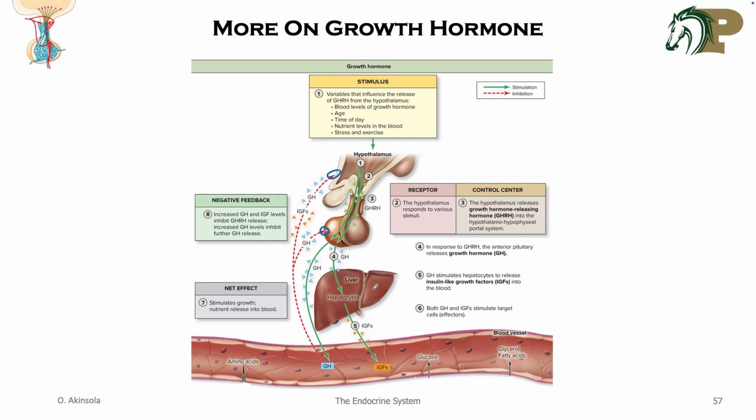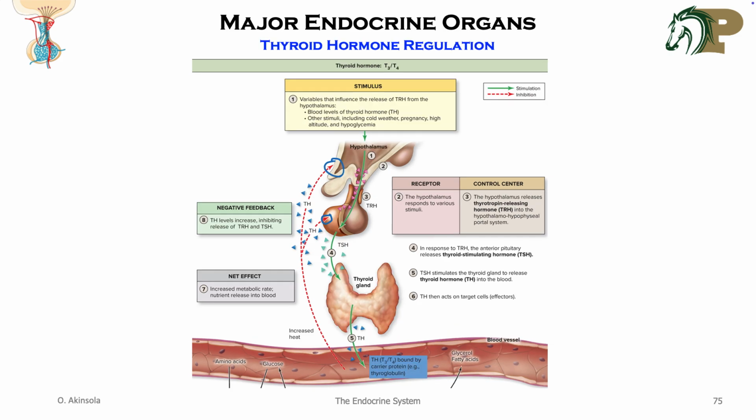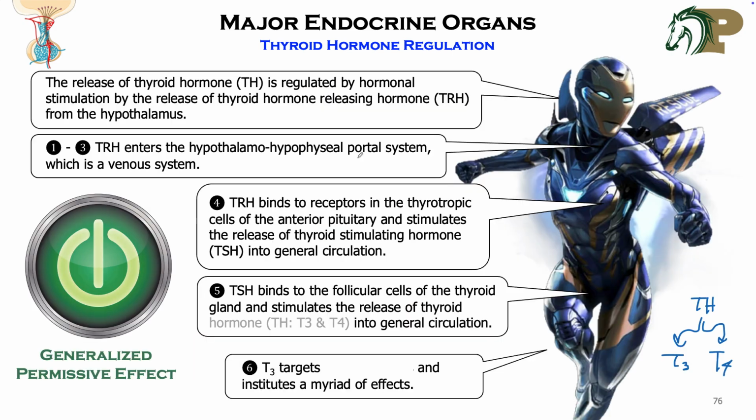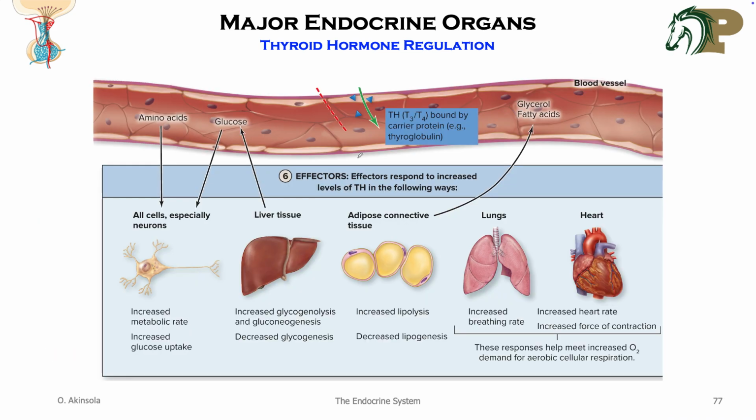Actually, I used the wrong terminology here. Growth hormone is not tropic. Growth hormone is non-tropic because it's acting on tissue directly. But here, TSH, that is tropic because it's acting on another endocrine organ. But I just wanted to compare and contrast there so you could see how similar the pathways are. All right, that's it there.